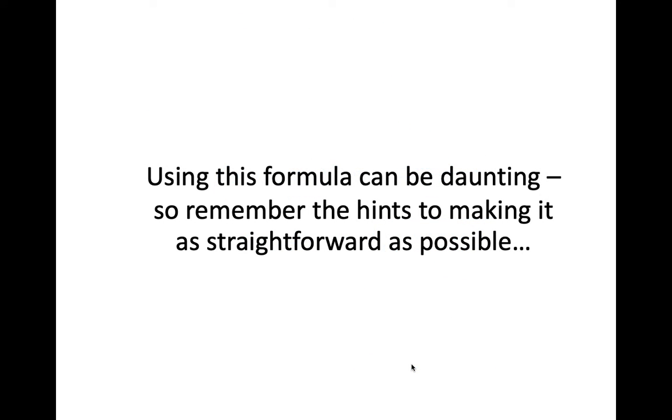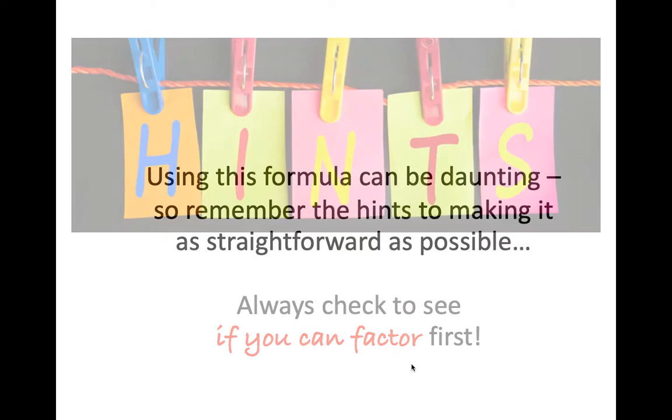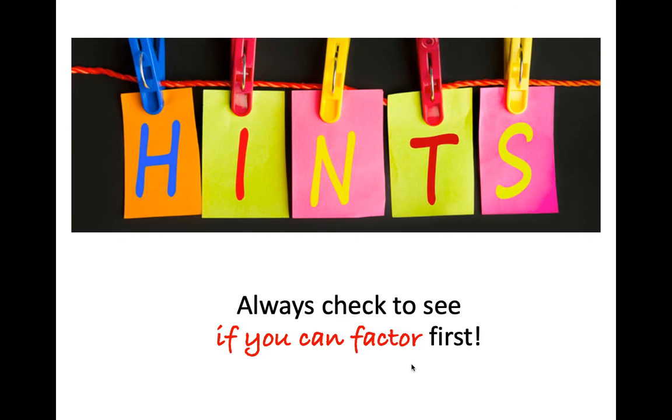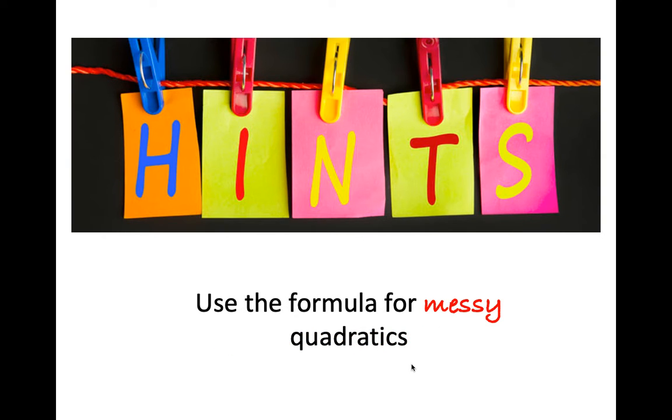So using this formula, of course, can be daunting. There are a lot of details and it's easy to forget something. So here are a few things just to try and make it as successful as possible. I would suggest that you always check to see if you can factor first. It really is the easiest, most direct way to find something. But definitely, if you come across anything that looks messy, decimals, big numbers, whatever you want to do, just don't waste any time.